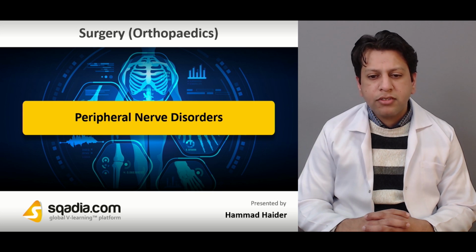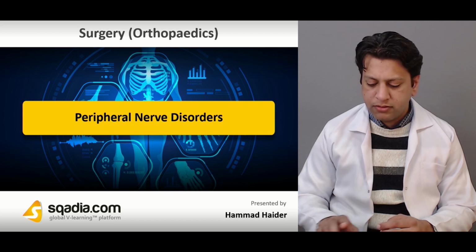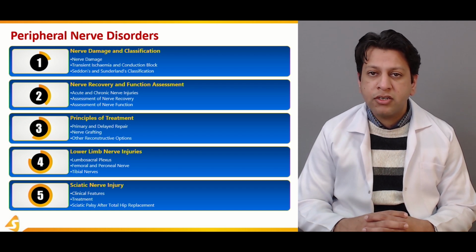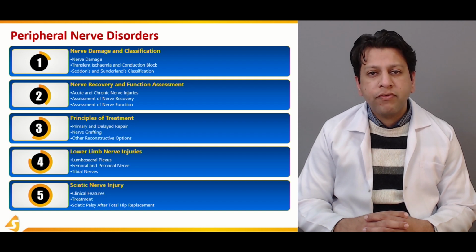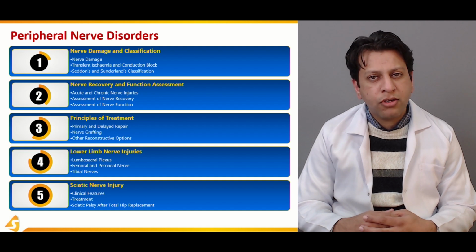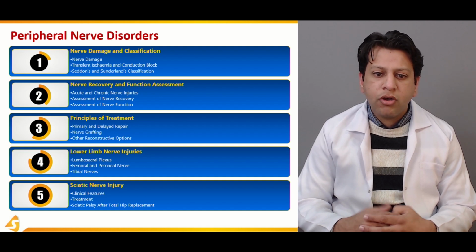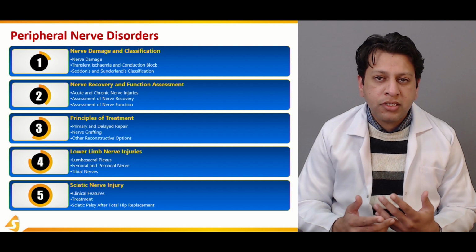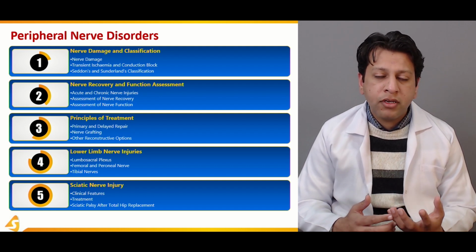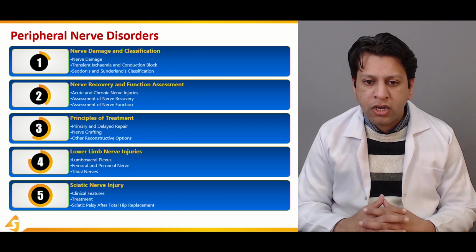Today our topic is peripheral nerve disorders. In this we have 5 sections and we'll be going through initially the nerve damage and its classifications. What are the different types of classification, that is, we'll be briefly going through the Sunderland and Seddon's classification. Then how the nerve recovery actually takes place and how we can assess the functional impairment of the nerve in upper as well as the lower limbs.